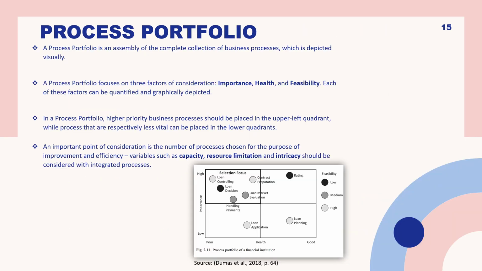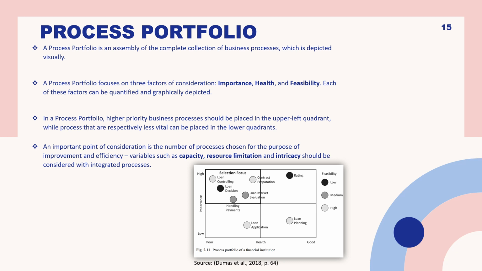The final topic of this presentation focuses on the process portfolio. A process portfolio is a complete collection of an organization's business processes, which can be depicted visually. A process portfolio focuses on three factors of consideration, the first being importance, the second being health, and the third being feasibility. Each of these factors can be quantified and graphically depicted.